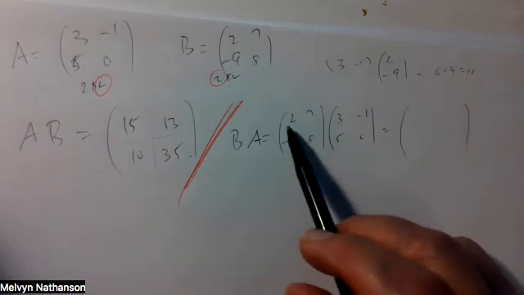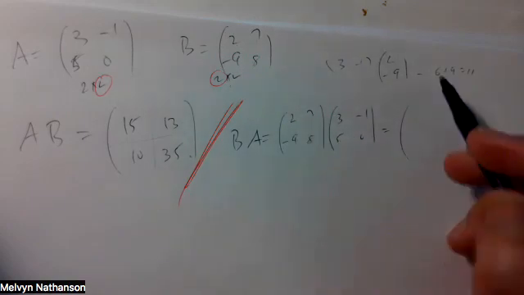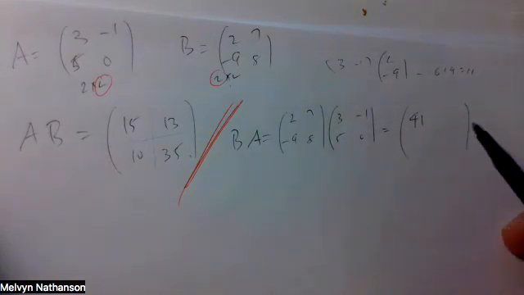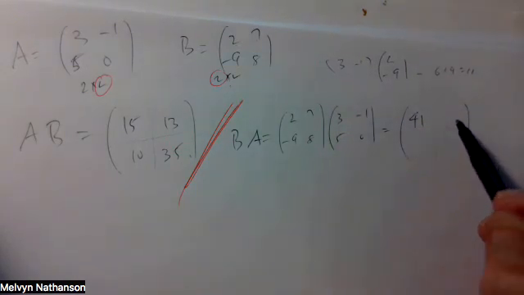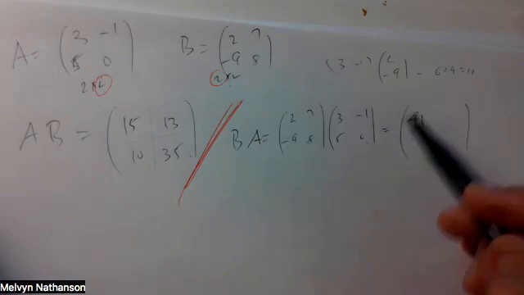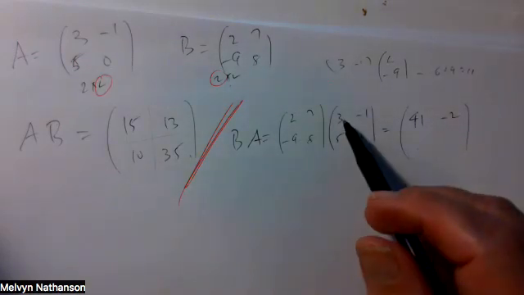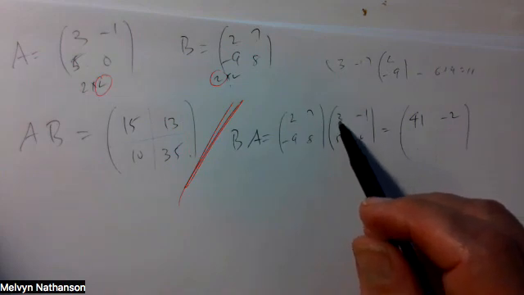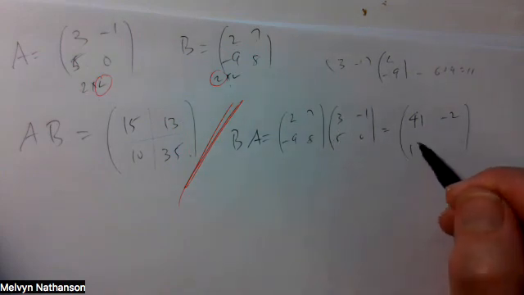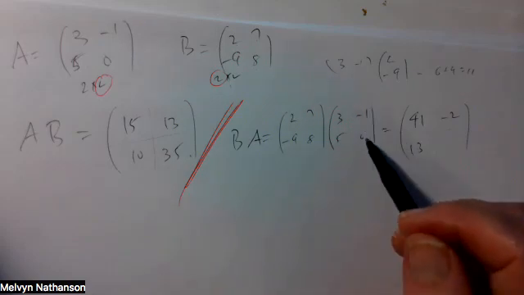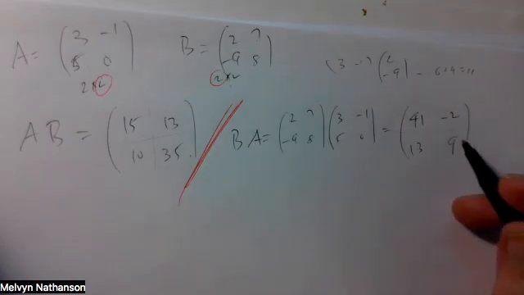First row, first column, 6 plus 35 is 41. First row, second column, minus 2 plus 0 is minus 2. Second row, first column, minus 27 plus 40 is 13. Second row, second column is 9.